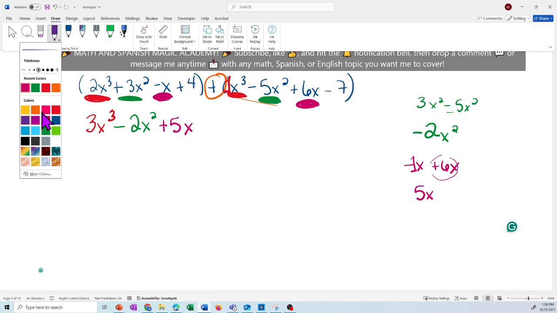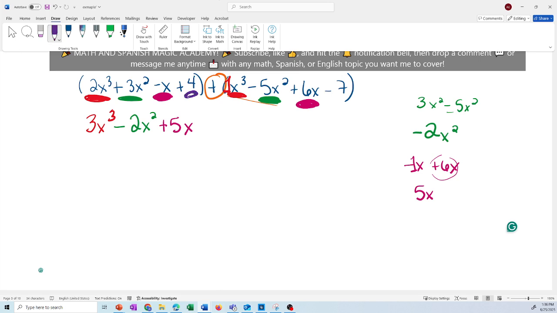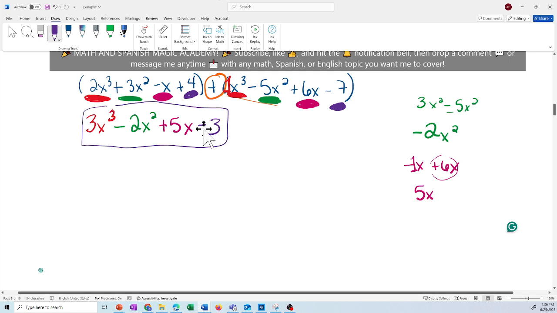I do. So I have plus 4 and the negative 7. Different signs, so I subtract. 7 minus 4 is 3, and I leave the sign of the highest number, so it's negative 3. And that's it. Okay, this is my final answer. I cannot simplify more, and the exponents are ordered from the highest to the lowest.